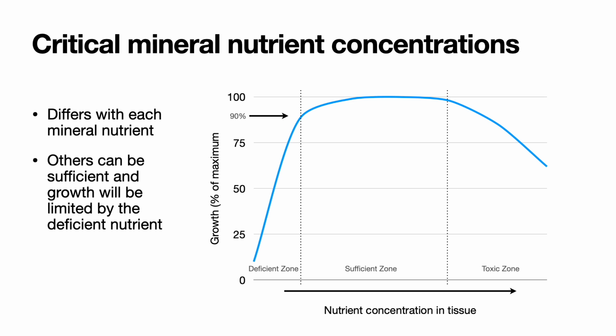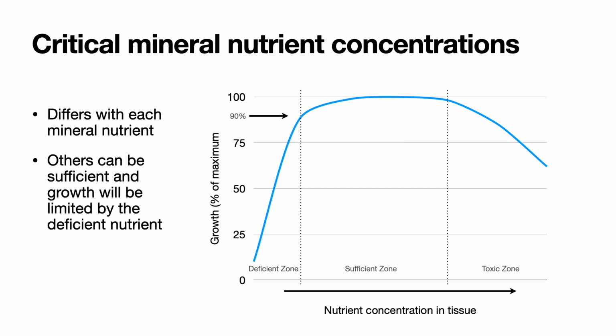And you can have all the other nutrients you want, but if this one nutrient is limiting, it limits the growth of the plant. It limits its productivity. So then in this zone, which is known as a deficient zone, which is anything below 90% of maximum growth, the plant growth rate is very linearly dependent upon the concentration in the tissue.